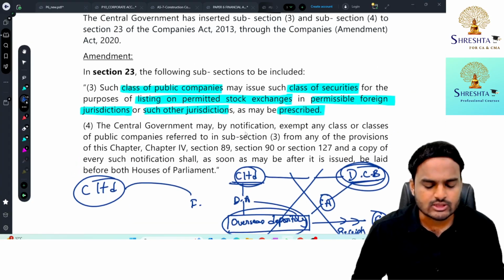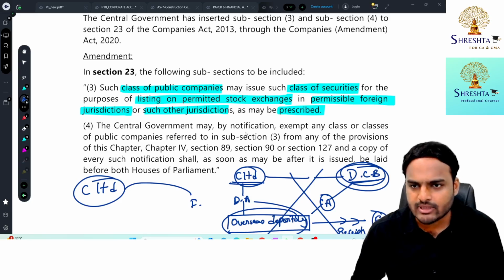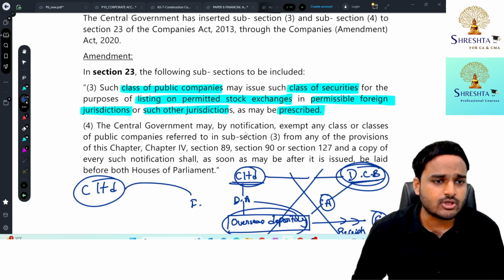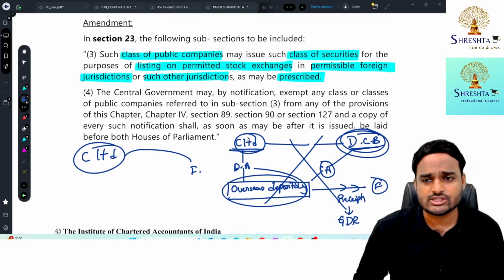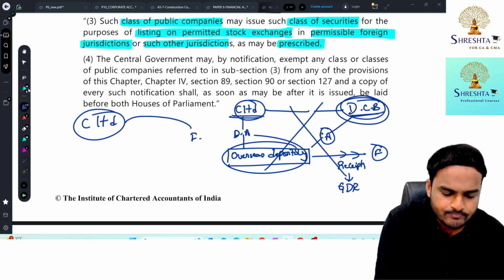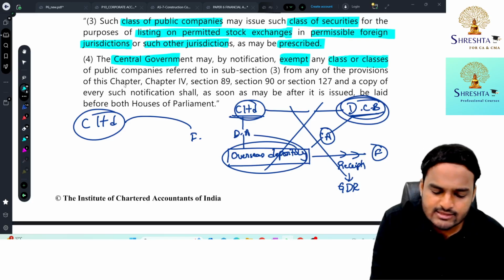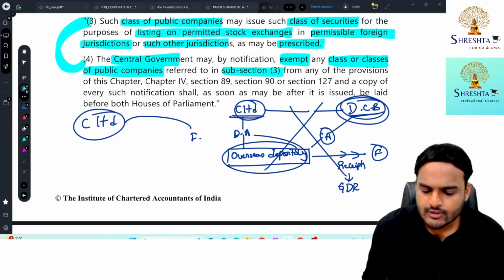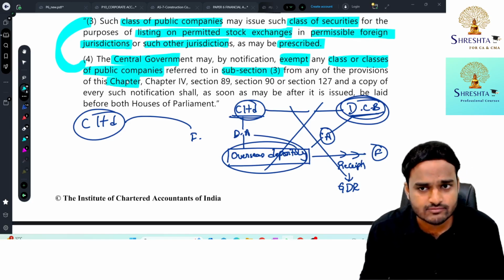Is it clear? So section 23 subsection 3, the central government has the power to prescribe classes of public companies who can issue and list their securities on permitted stock exchanges in permissible foreign jurisdictions or such other jurisdictions. Next subsection, the central government may by notification exempt any class or classes of public companies referred to in subsection 3 from any of the provisions of this chapter. This chapter means prospectus and allotment of securities.